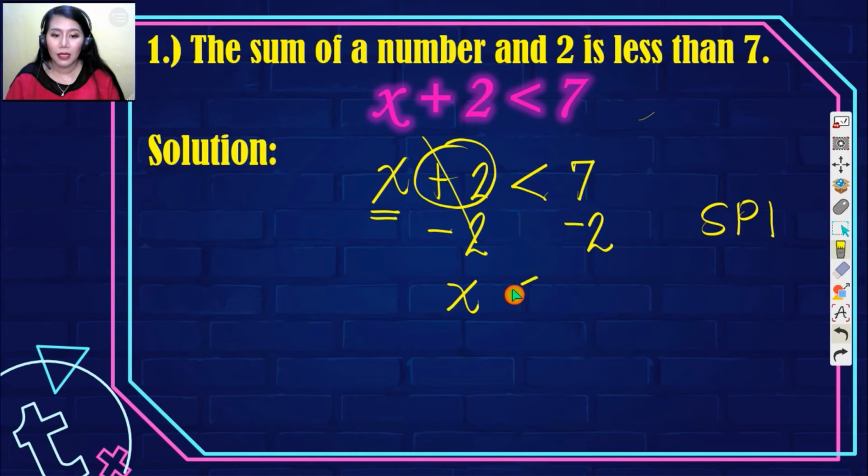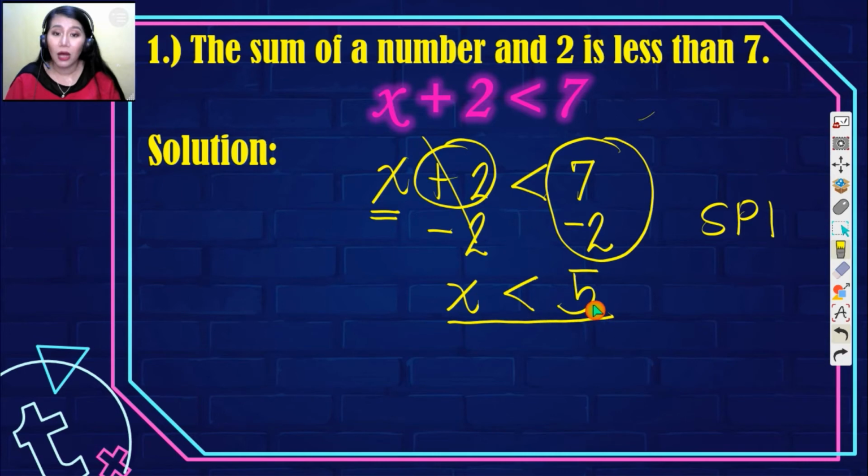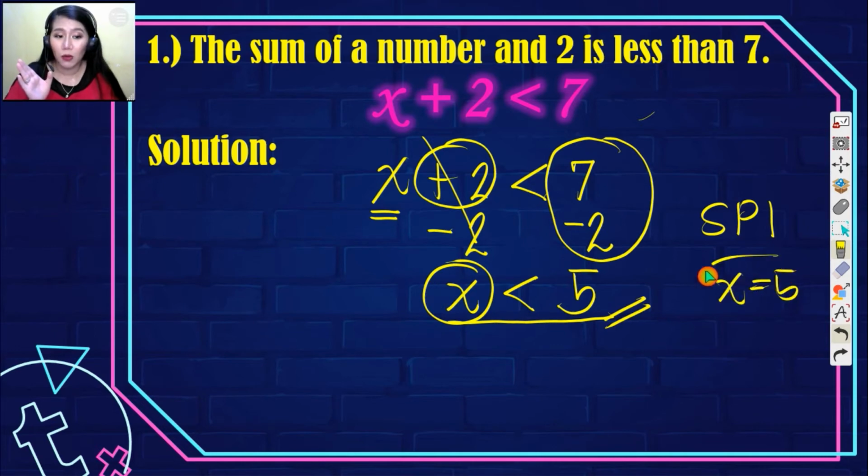And then, is less than, we copy is less than, and then solve for 7 minus 2. 7 minus 2 is equal to 5. Okay, so bale, ito na yung inequality natin. However, this is not yet your final answer. Kumbaga, ito pa lang yung Q natin, kung ano talaga yung magiging value ng X natin. Doon kasi sa equation, talaga makikita natin na X equals 5. Equation yung pinag-uusapan doon.